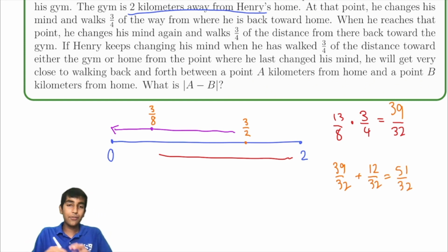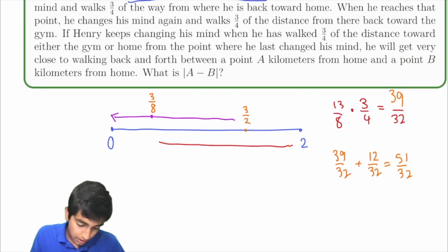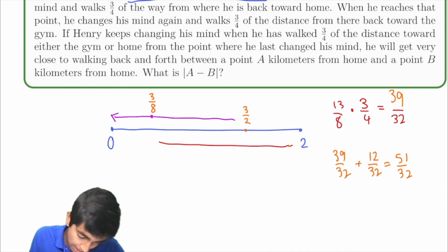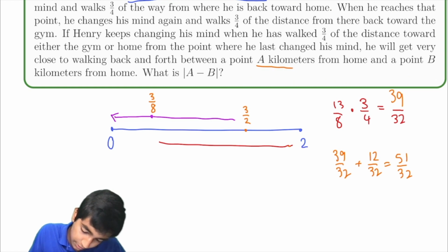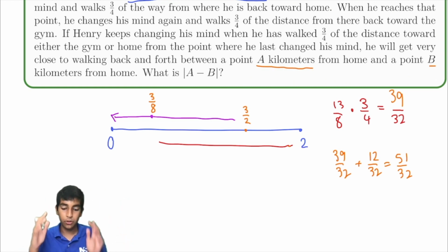Okay, you know what the point is? These fractions are just going to get uglier and uglier. We don't even care about that. We need to focus on what we're trying to find. So what the problem says: you'll get very close to walking back and forth between a point A kilometers and a point B from home. What is the distance between these 2 points?